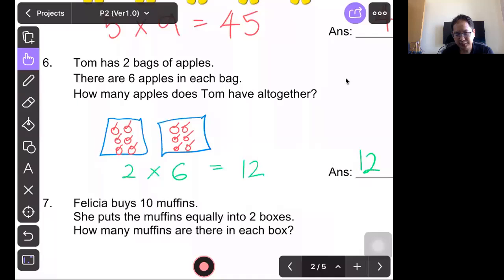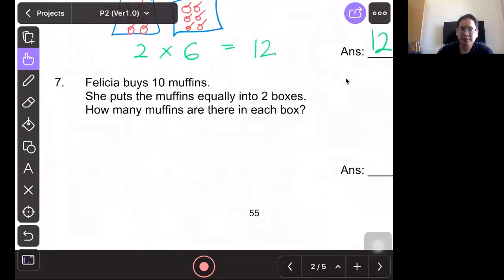Question 7. Take 1 minute to do this question. Felicia buys 10 muffins. She puts the muffins equally into two boxes. How many muffins are there in each box? If you need to draw a picture, go ahead and draw the picture to understand the question better.